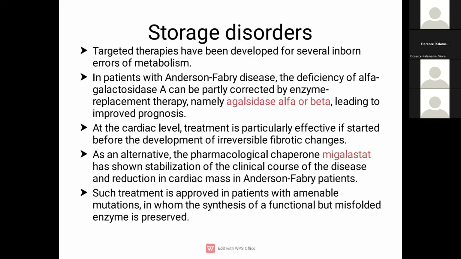At the cardiac level, treatment is particularly effective if started before the development of irreversible fibrotic changes. An alternative is the drug called migalastat, which has been shown to stabilize the enzyme. It also helps to reduce the cardiac mass in Anderson-Fabry patients. Such treatment is approved in patients with amenable mutations, in whom synthesis of functional but misfolded enzyme is preserved. I think I've talked about the mucopolysaccharidosis.